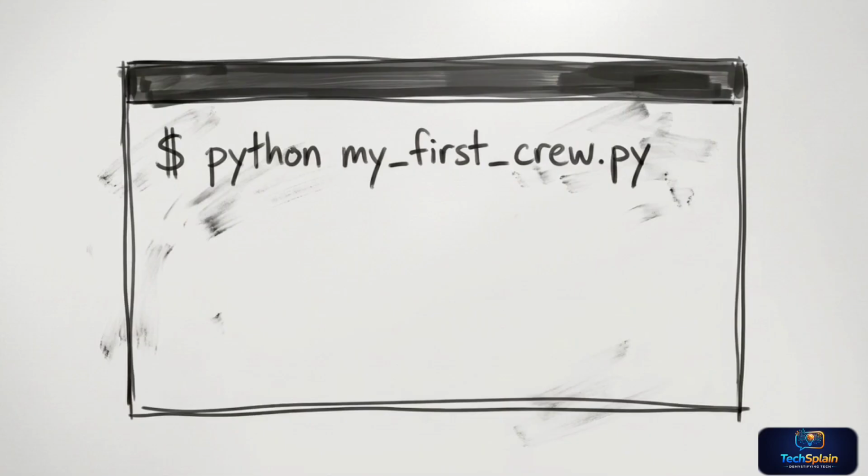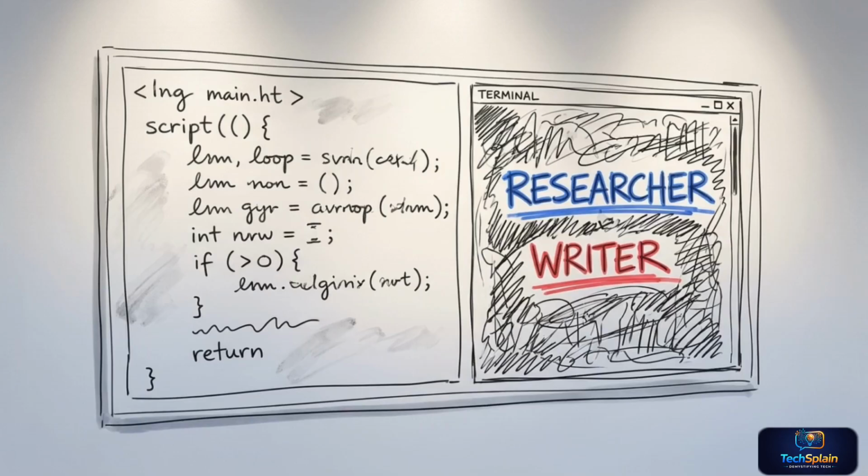Save the file, return to your terminal, and run the script by typing python myfirstcrew.py. You see the process start. The terminal streams the researcher's step-by-step reasoning as it gathers data, followed by the writer's process compiling the final response.